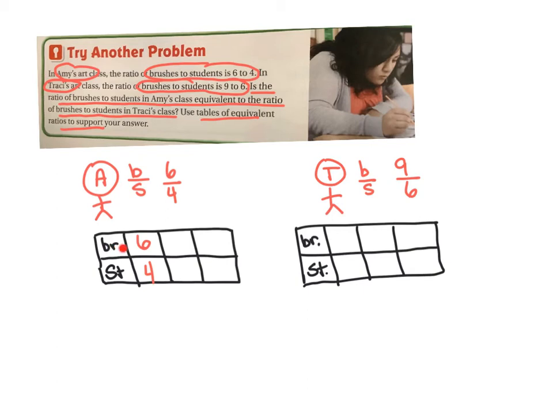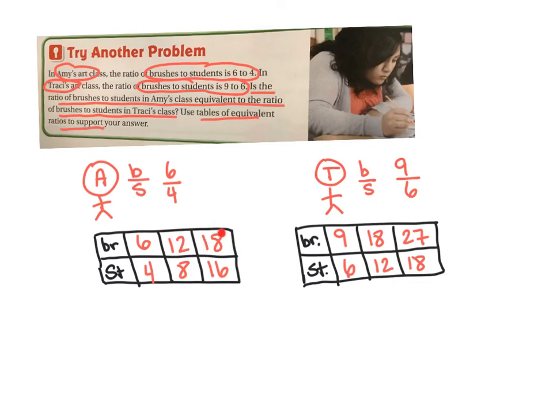And if I wanted to have that multiplication table out, I could count by 6s along this row and count by 4s along this row for equivalent ratios. There's 12, 18, and here I would have 4, 8, 16. Maybe that's enough. We'll compare it over here. Now I'm going to use Tracy's class. They have 9 brushes for every 6 students, so I'll put that here. I'll count by 9s here: 9, 18, 27. And I'll count by 6s here: 6, 12, 18. And I'm looking for a common location, like for example, here I have 18 and 18.